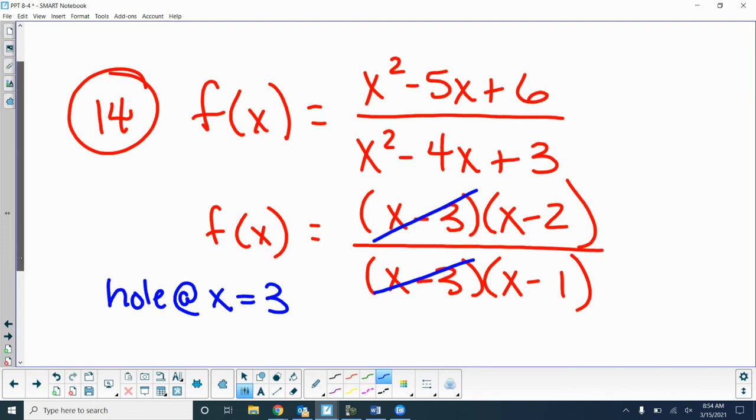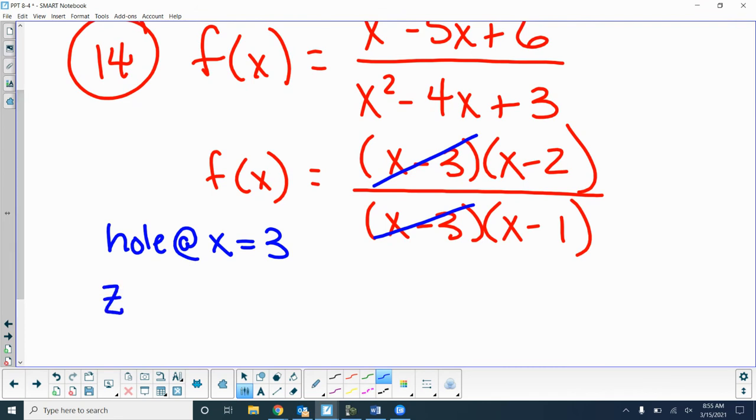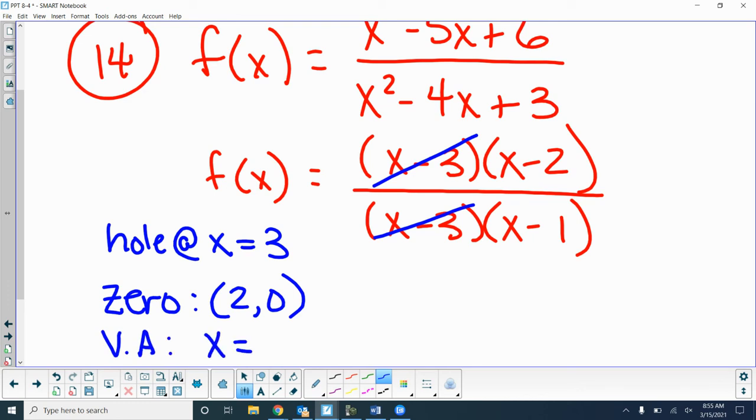For your zeros, it's what makes the numerator equal to 0. What number goes in for x to make that a 0? Positive 2. So that's where the graph will cross your x-axis. The vertical asymptote is x equals, because it's a vertical line, and it's whatever makes the denominator 0. So what number makes that 0? 1.